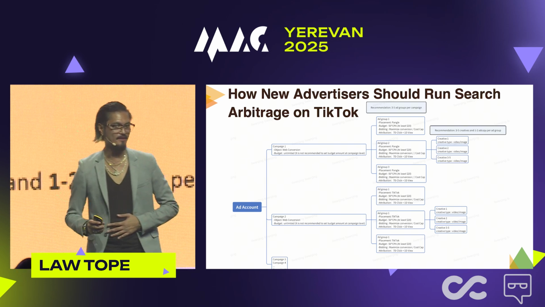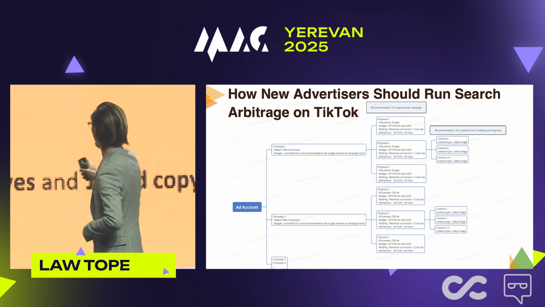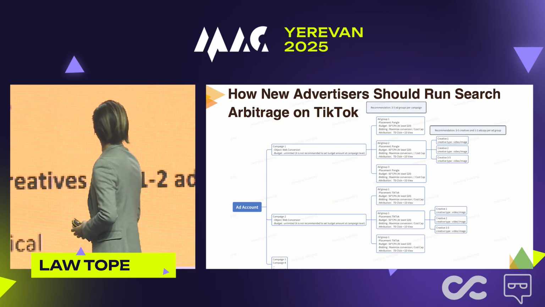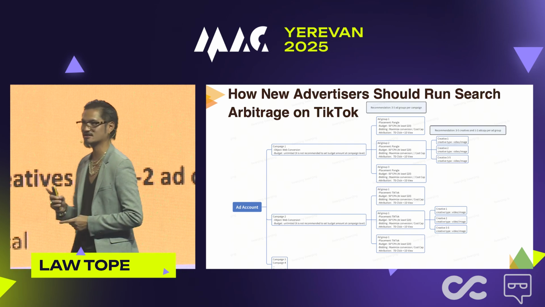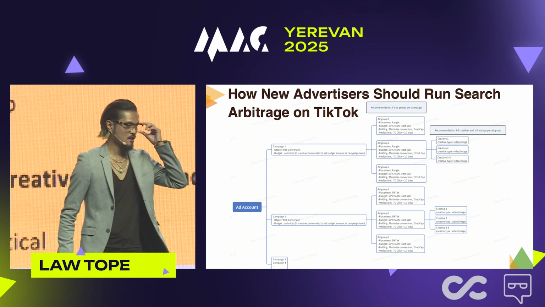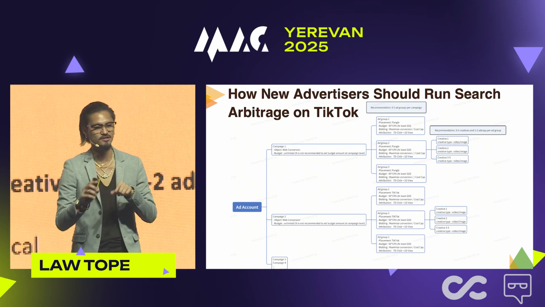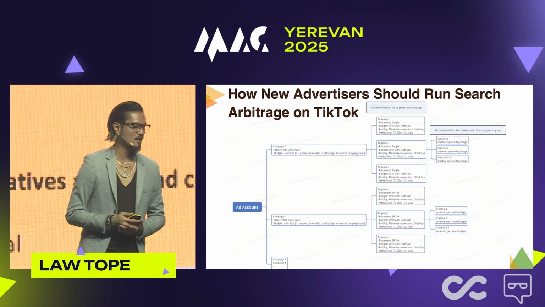And then at the creatives level, I recommend 3 to 5 creatives and 1 to 2 ad copies per ad group, and test both video and images. Video and image formats need to be vertical, not horizontal. It needs to fit the TikTok format.